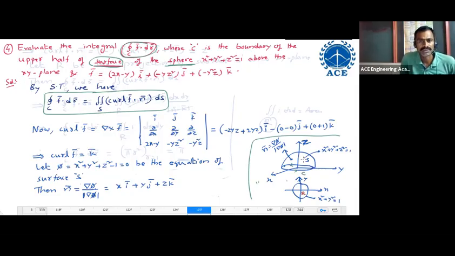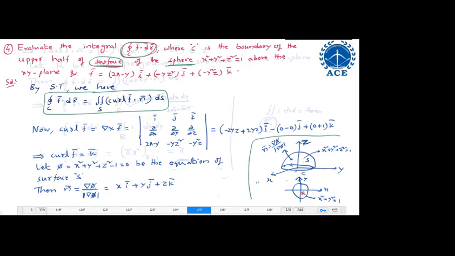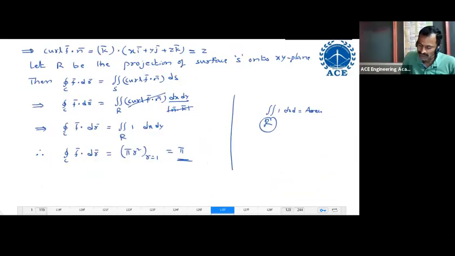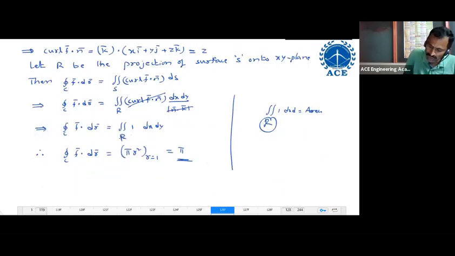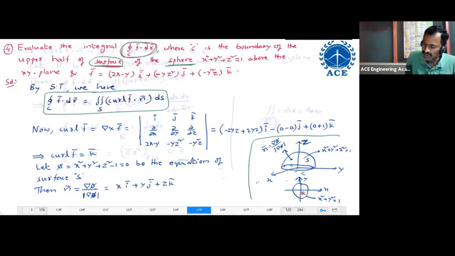With radius 1. Okay, sir. So this double integral is for only R, not for S. This is for S, but after conversion, this double integral is only for R, this projection region only.